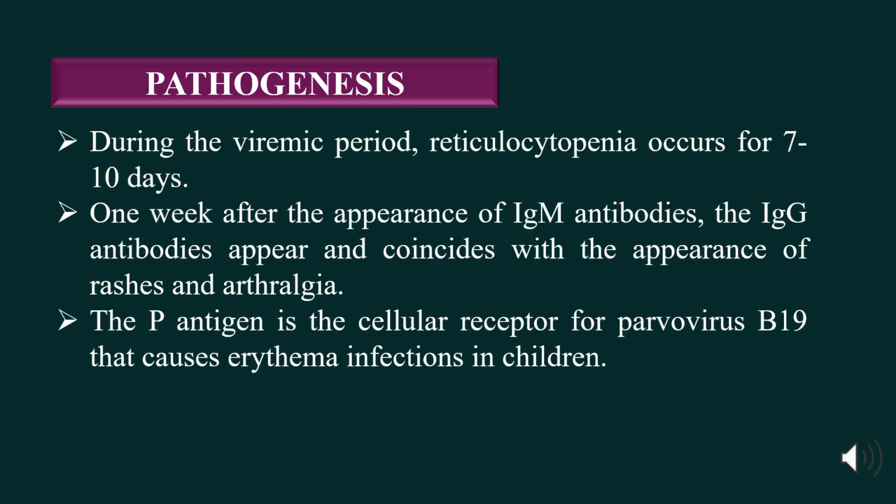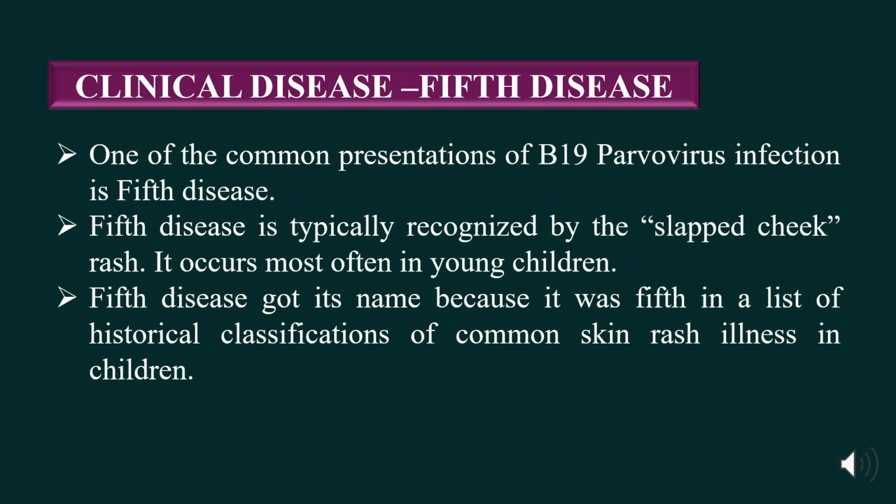During the viremic period, reticulocytopenia occurs for 7 to 10 days. One week after the appearance of IgM antibodies, the IgG antibodies appear and coincide with the appearance of rashes and arthralgia. The P antigen is the cellular receptor for B19 parvovirus that causes erythema infections in children. Fifth disease is the clinical disease caused by B19 parvovirus in children.